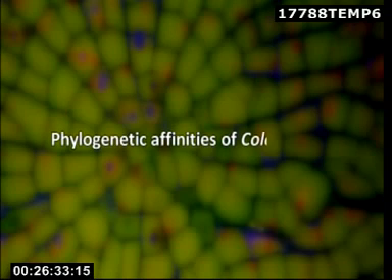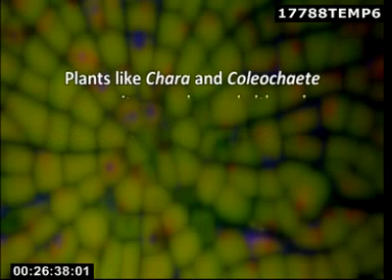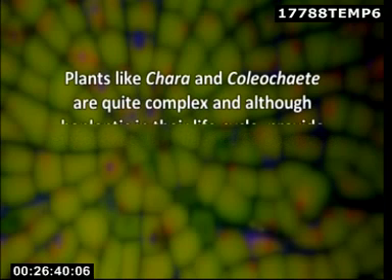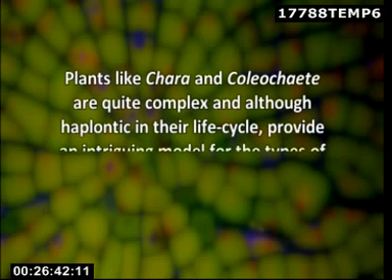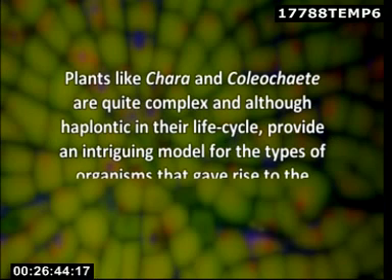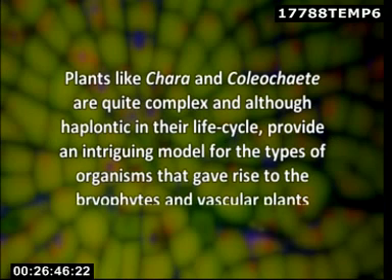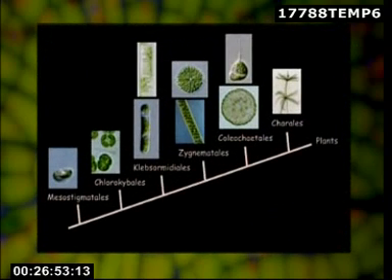Let's discuss phylogenetic affinities of Coleochaete. Plants like Chara and Coleochaete are unique, complex, and although haplontic in their life cycle, provide an interesting model for the types of organisms that gave rise to the bryophytes and vascular plants. A predominance of morphological, biochemical, and molecular data provides support for the green algae, specifically the class Charophyceae, being the sister group of the land plants.